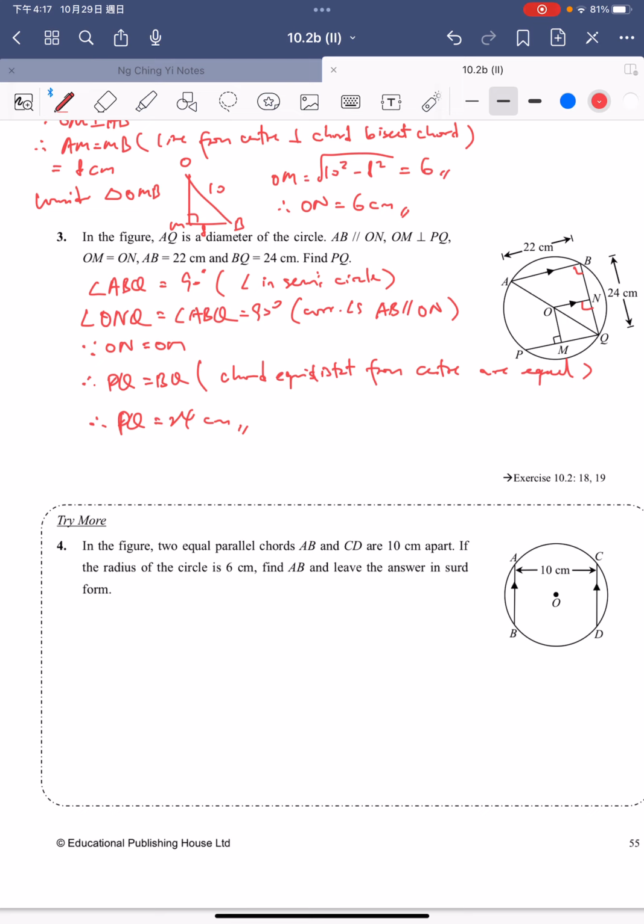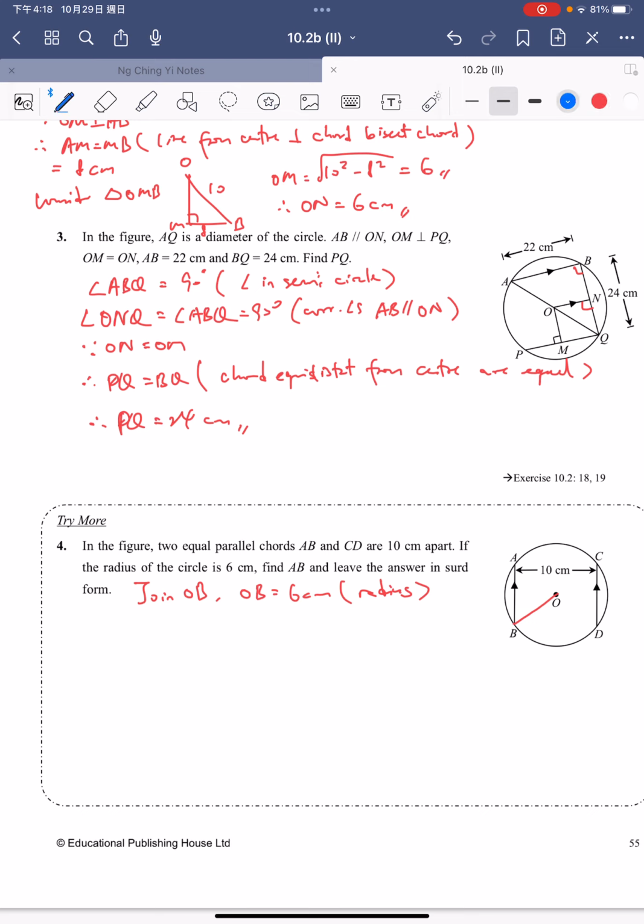So we try to find a length by joining O and B. First of all, you can join OB, so OB is equal to 6 cm, because that is the radius. We have two chords that are the same, so the distances from the chords to the center are the same as well, but we need to make sure that there is a right angle. So we need to draw something.